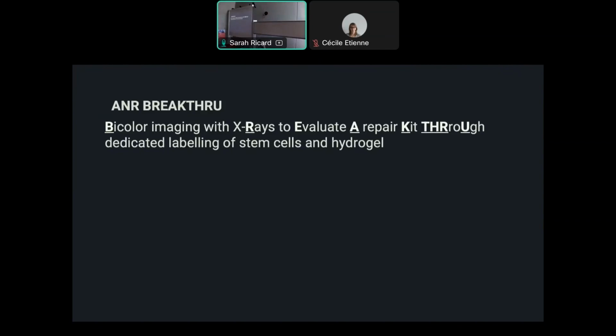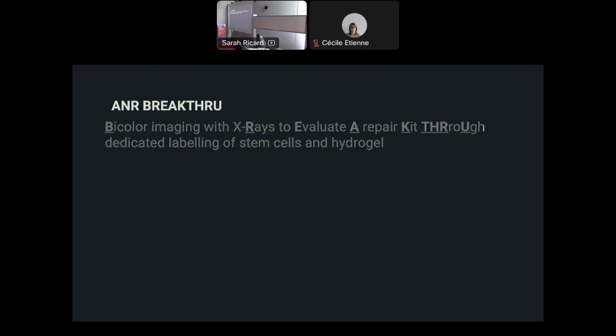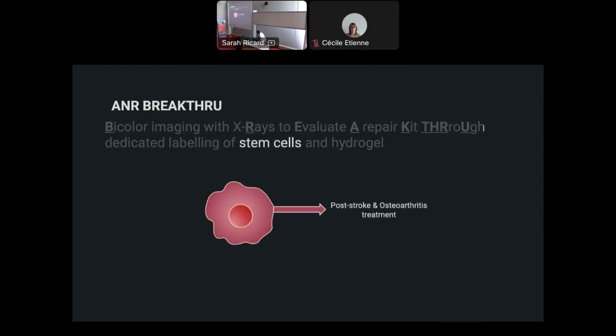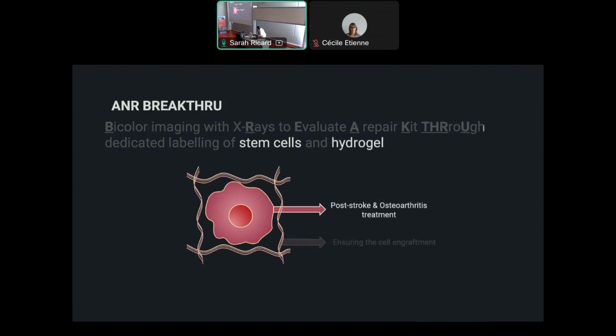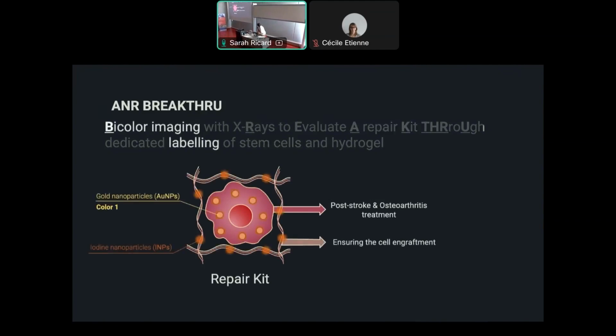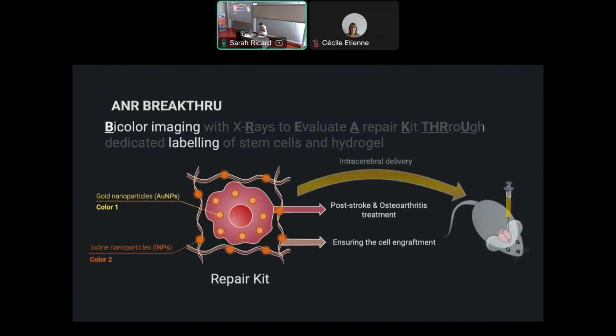So first of all, I wanted to thank you. So here it was just the result project. The idea just was to get, for different applications, for stroke and for osteoarthritis, some regenerative therapy, and we want to follow.